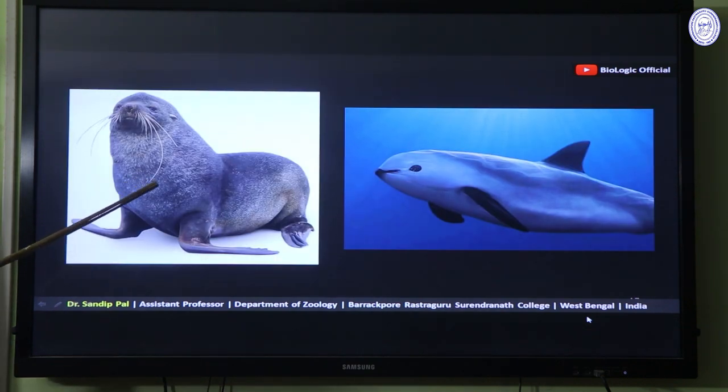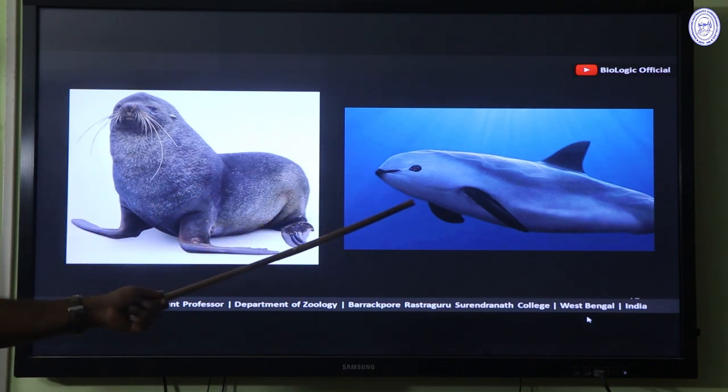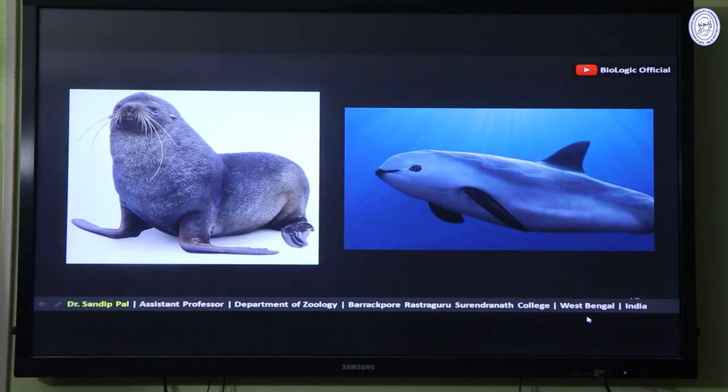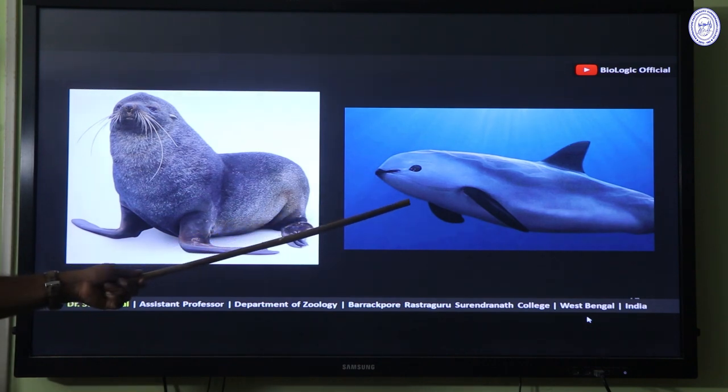This is fur seal. You have already seen monk seal in Palearctic, and in Nearctic it is called fur seal. And this is Gulf porpoise. This is the smallest member of dolphin family.